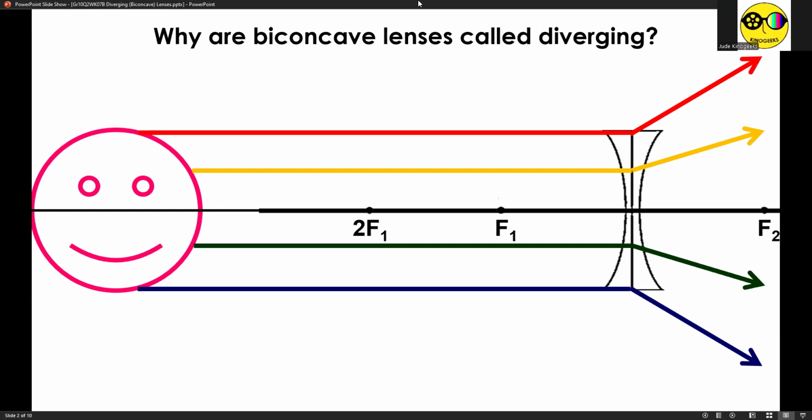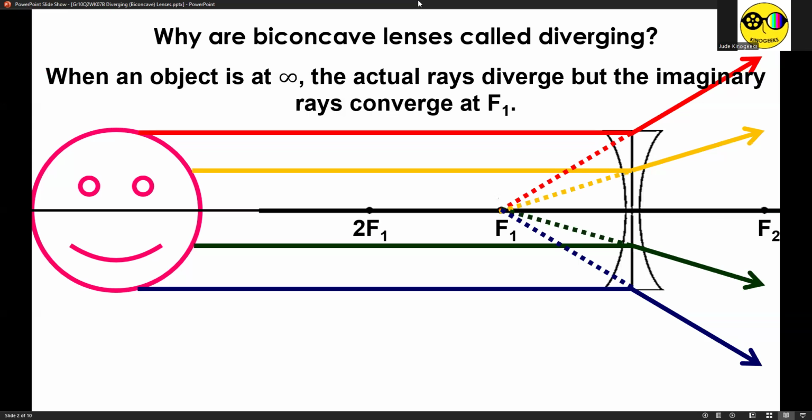So if you're wondering, sir, if the light rays are diverging, is it possible to form an image using biconcave lenses? The answer is yes. All we have to do is extend these lines using imaginary lines and then connect them all together at the focus one. So, to answer the question why biconcave lenses are called diverging, that's because when an object is at infinity, the actual rays diverge, but the imaginary rays converge at f1.